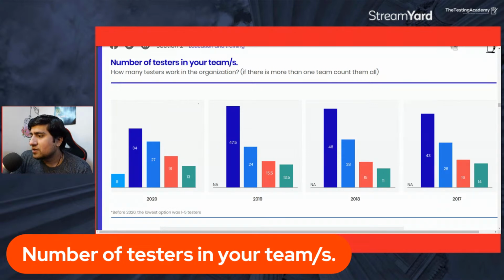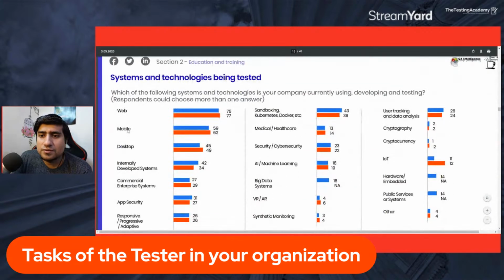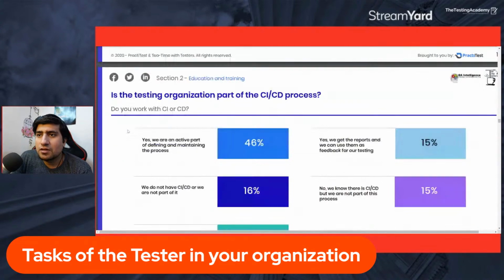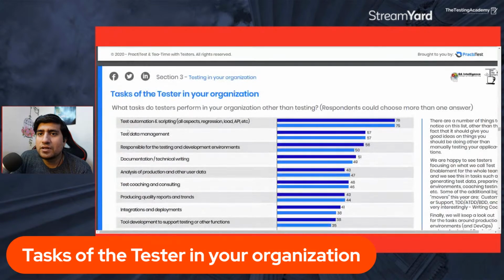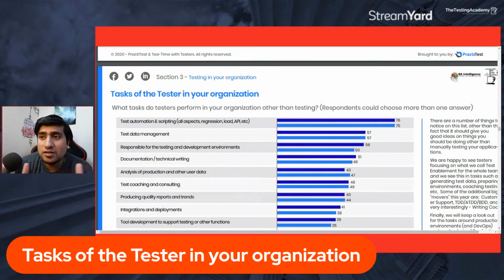And yeah, all right. So there are a couple of things we can go through, which is basically what kind of tasks you do, right? So let me see where it is. What kind of task do you do? Yeah, if you see here, tasks of a tester in your organization, right? It basically talks about what kind of tasks software testers are doing most of the time, and I think most of the testers here are automation testers.